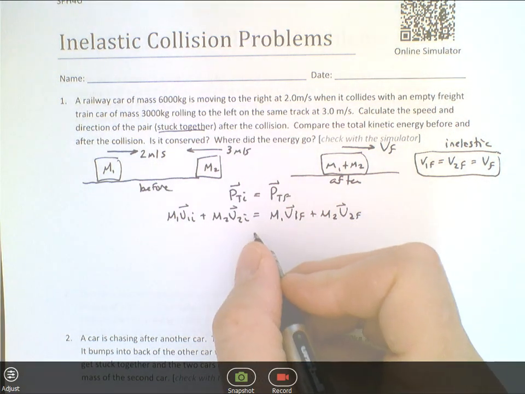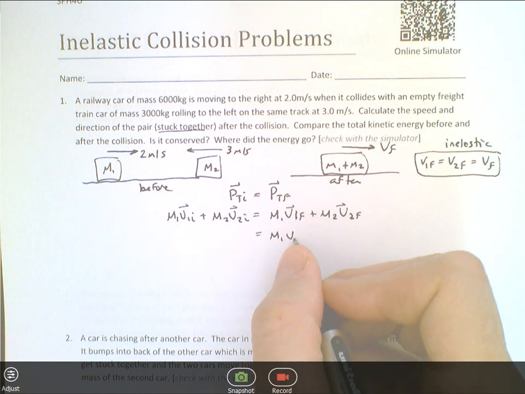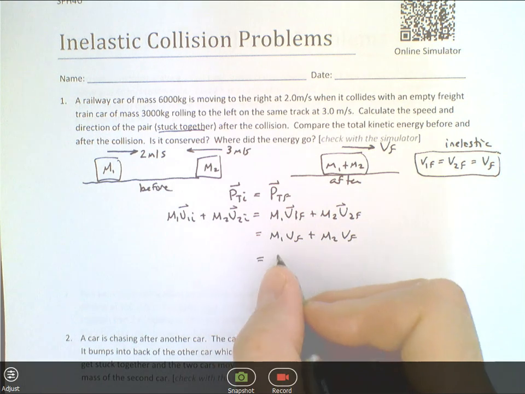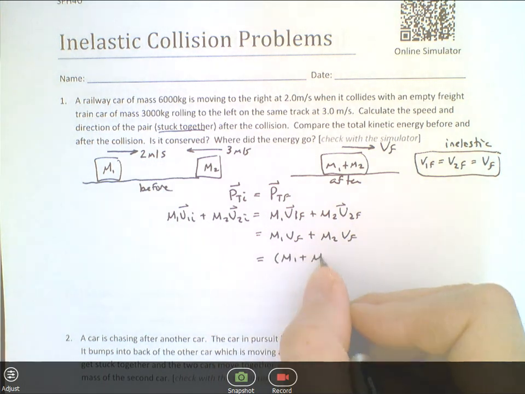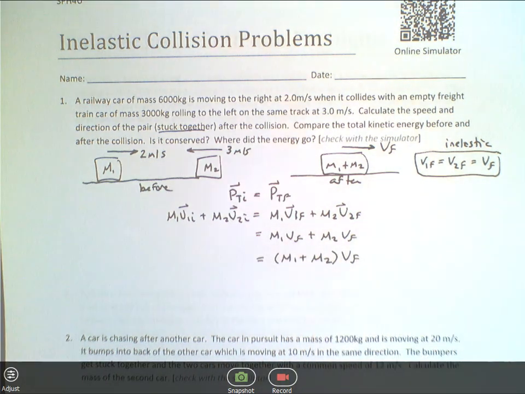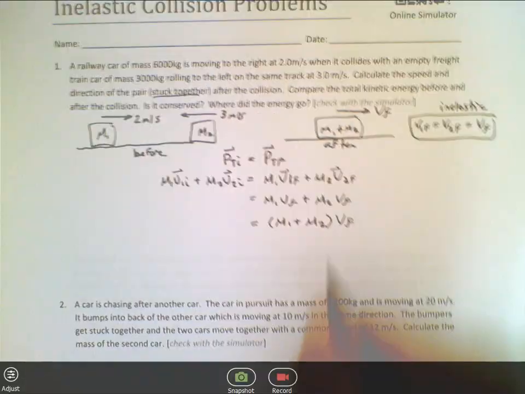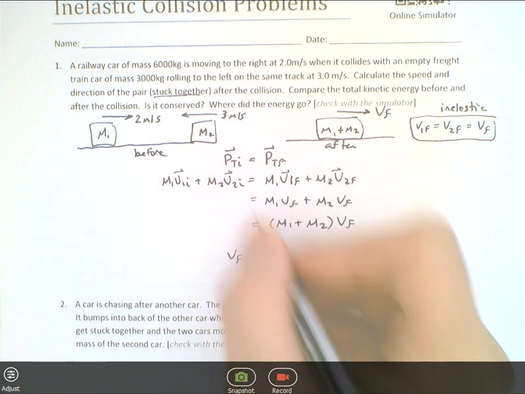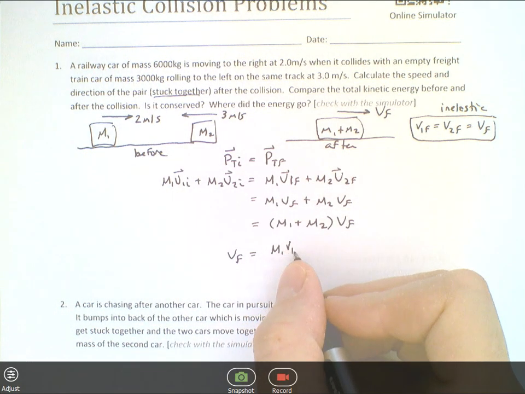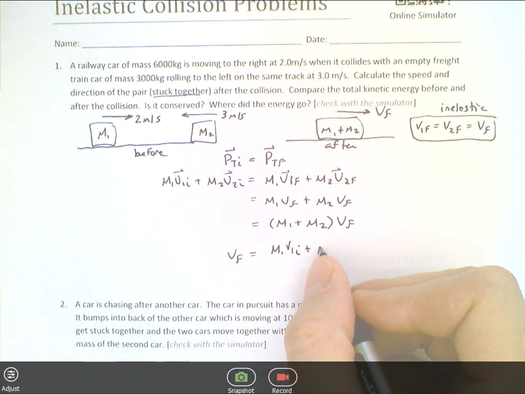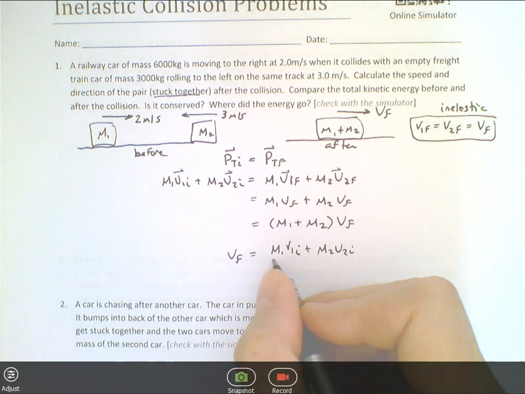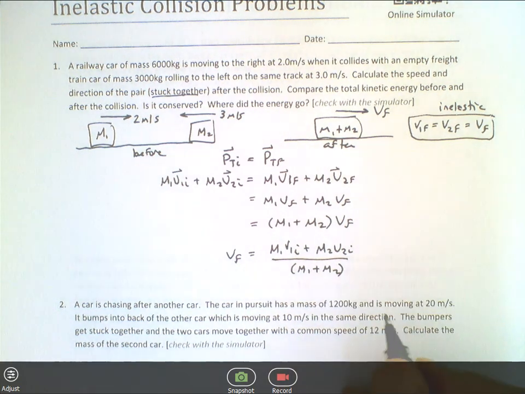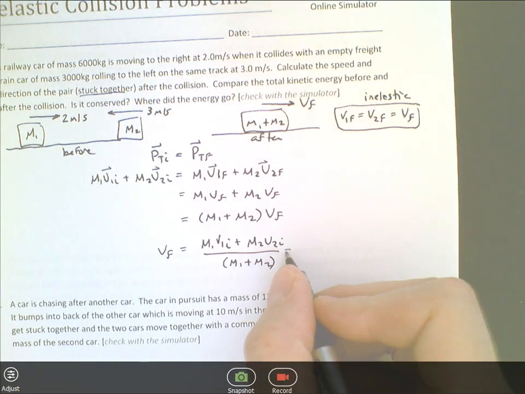Now we know that v1f is vf, v2f is also vf, so we just simply common factor, only for inelastic. So if we're trying to solve for vf, it's just the term we had initially divided by the total mass, like so. At this point, just substitute in our values.